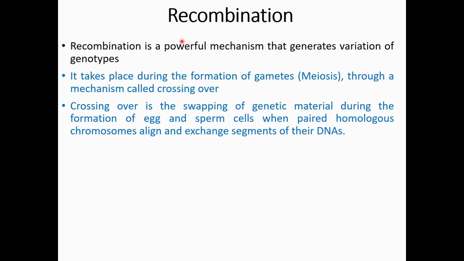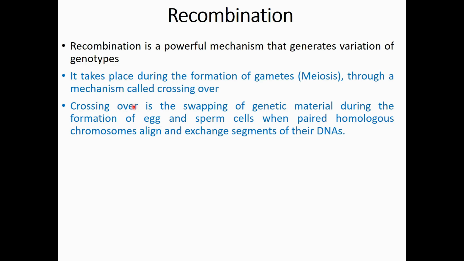Recombination is a powerful mechanism that generates variation of genotypes. Recombination takes place during a very special event, which is the formation of gametes, i.e. sperm and egg cells. This process of formation of gametes is called meiosis, and the recombination event takes place through a mechanism called crossing over. I'm going to explain these terms in the coming slides.